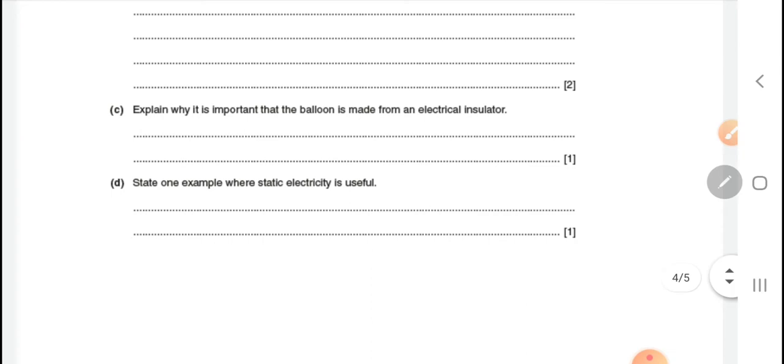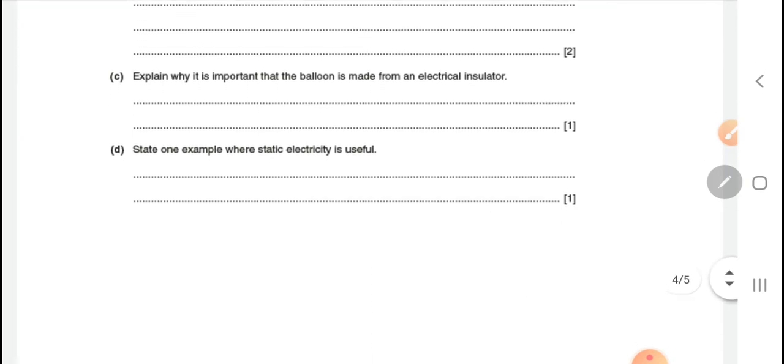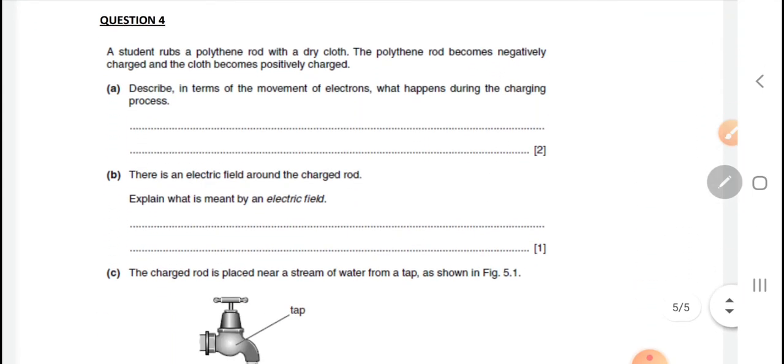Part D. State one example where static electricity is useful. We use static electricity in electrostatic precipitators to reduce air pollution, collecting the dust particles that come out from chimneys. We also use static electricity for car painting to get a smooth, nice paint finish. We also use it in photocopy machines. So you can write one of those answers.